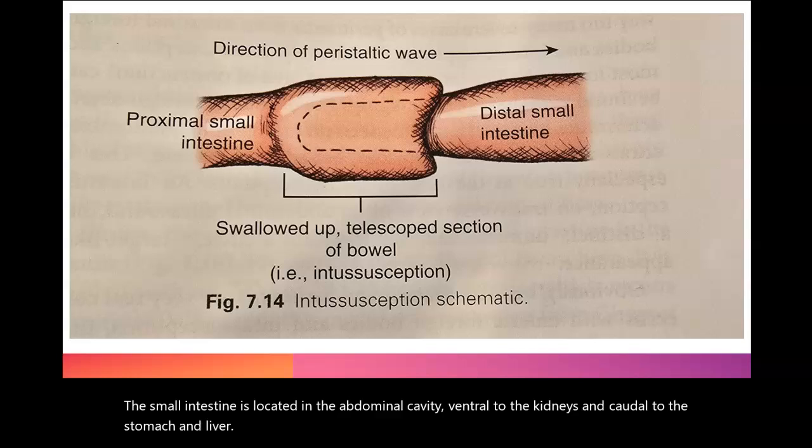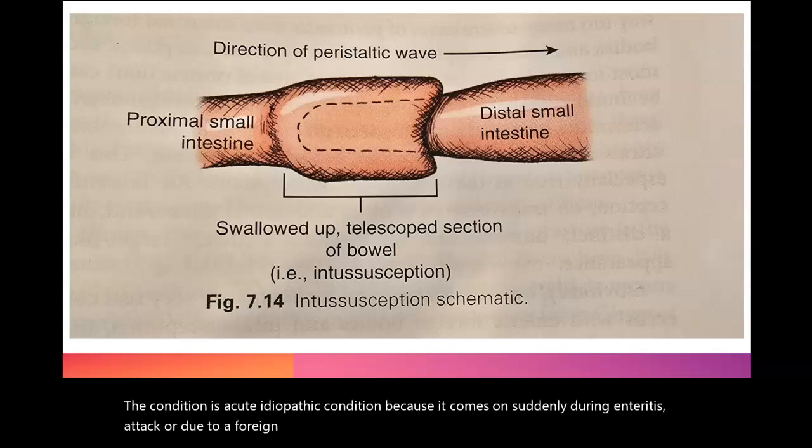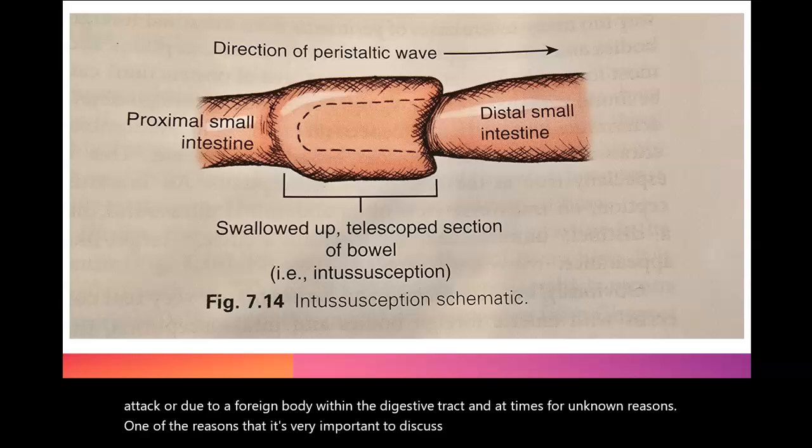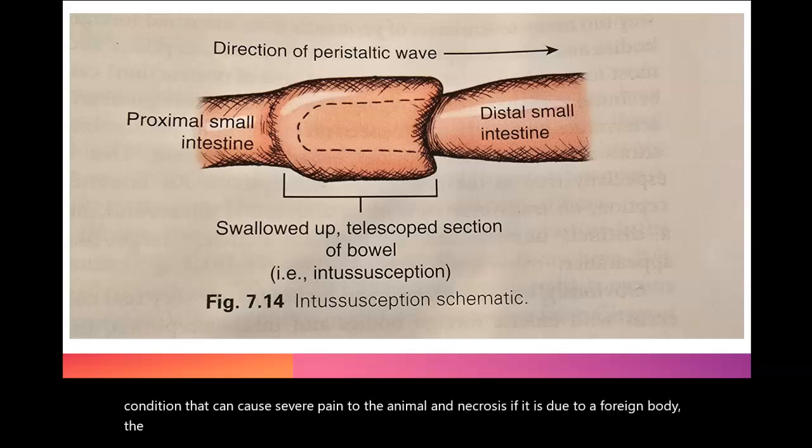The condition is an acute idiopathic condition because it comes on suddenly during an enteritis attack or due to a foreign body within the digestive tract, and at times for unknown reasons. One of the reasons that it's very important to discuss intussusception is because it's a deadly condition that can cause severe pain to the animal and necrosis. If it is due to a foreign body, the intestinal wall becomes plicated and requires emergency surgery.